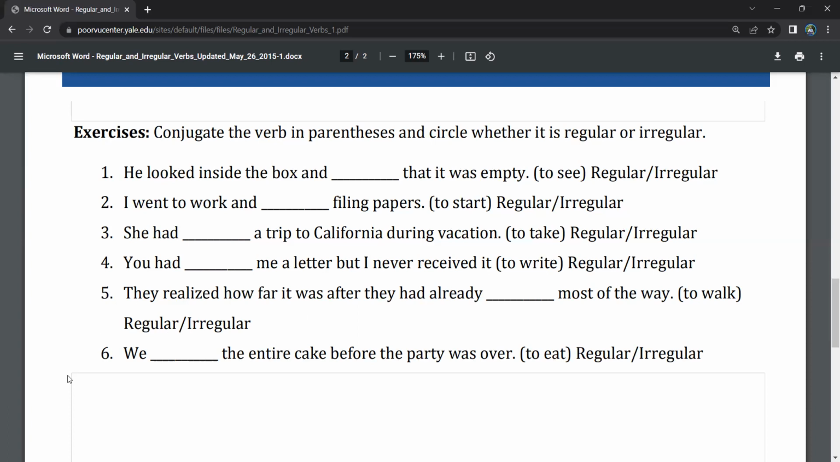Last one, number 6. We blanked the entire cake before the party was over. We're going to use for the infinitive to eat. The correct answer is ate. Correct. What is it? Regular or irregular verb? It is an irregular verb because it changed its spelling.